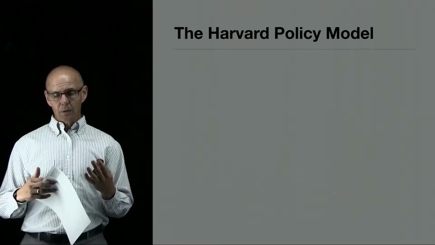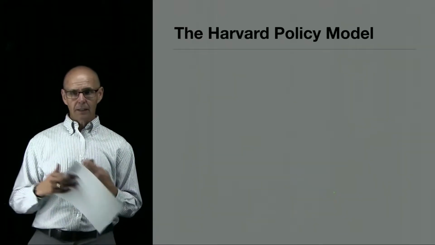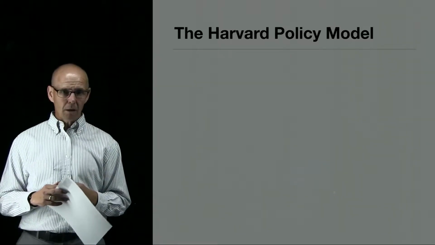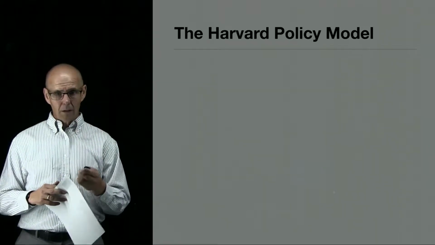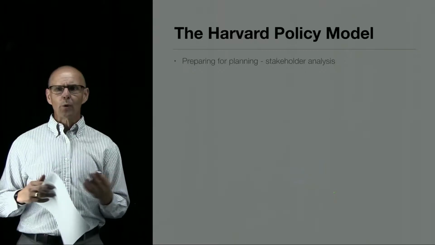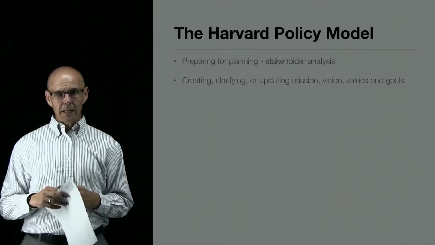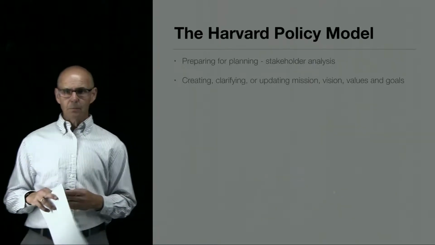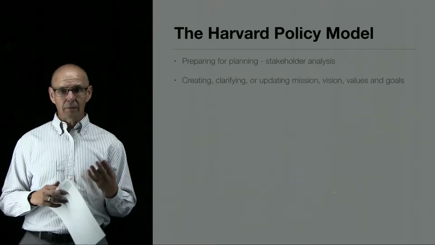The reason I thought it was good to share this is because most of the strategic planning processes that I've been involved in and that I have seen organizations engage in have really been some variation of this model. I suspect the same is probably true with your experience. So the Harvard policy model includes preparing for the planning by doing stakeholder analysis: who are the people that you need to engage in the process? Creating, clarifying, or updating your mission, vision, values, and goals. We've already sort of talked about that. That tends to be what a lot of people do as their entire strategy, but that is obviously not all that needs to be done.